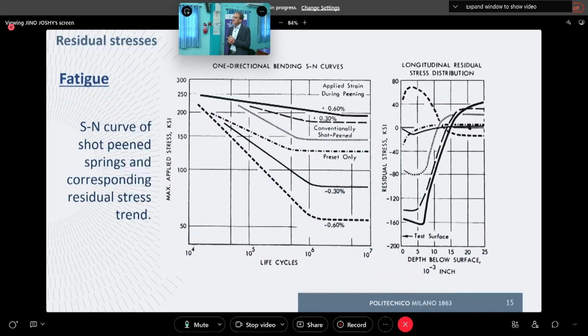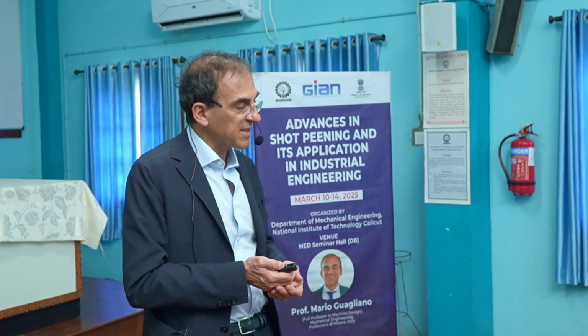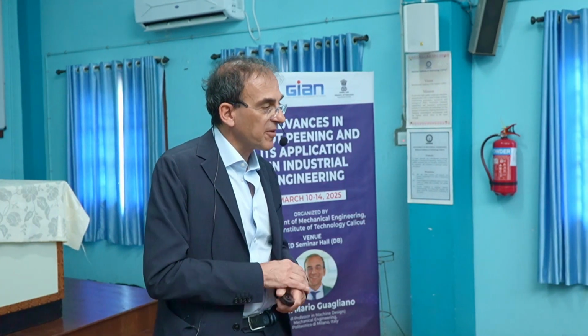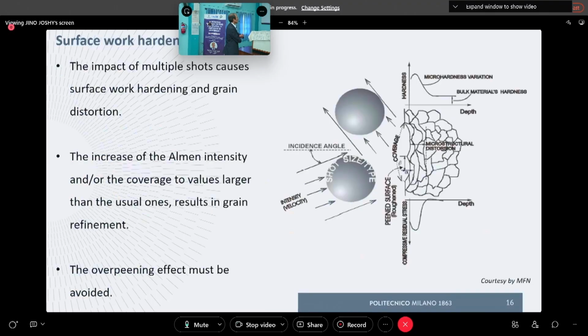Is it clear? So there is a direct relation, not linear, but a direct relation between residual stresses and fatigue limit. This is clear. And if the residual compressive stresses are increased, this will correspond, not infinitely, but anyway, remarkably, to an improved fatigue limit of the treated material. Okay, and this is okay for residual stresses.